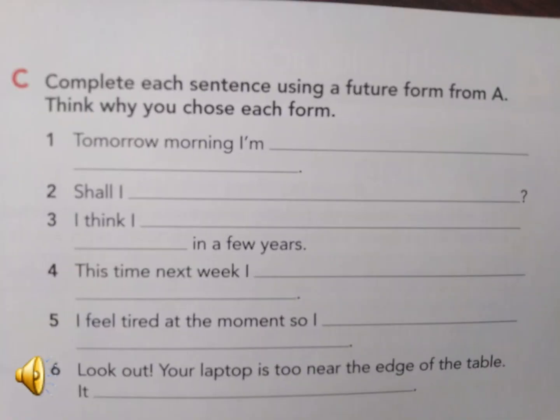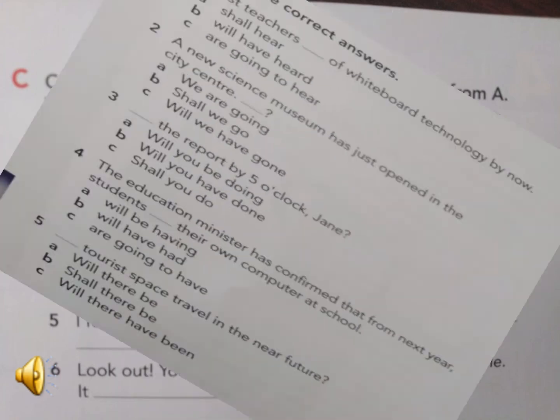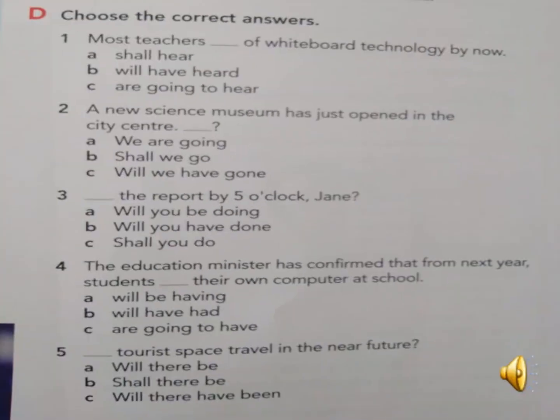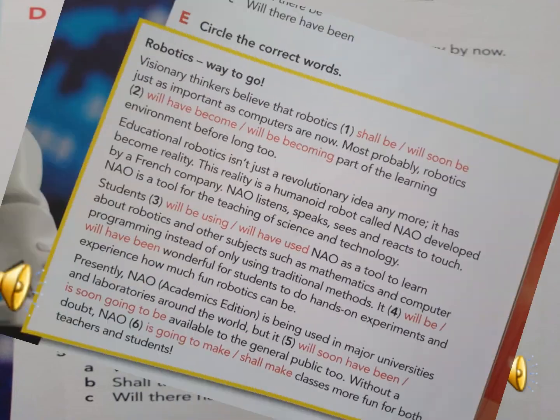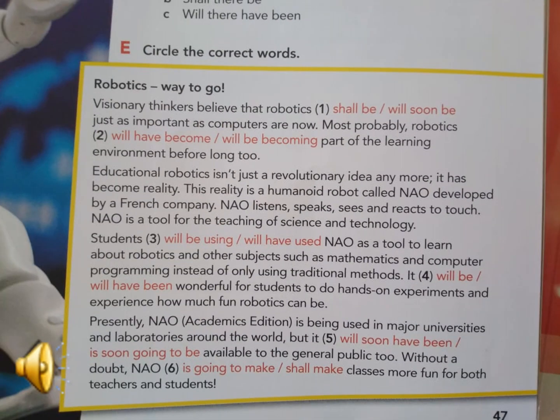Check your understanding on your Facebook page. Exercise A. In each sentence, underline the future form. Tomorrow morning I'm going to buy a laptop and a computer mouse.